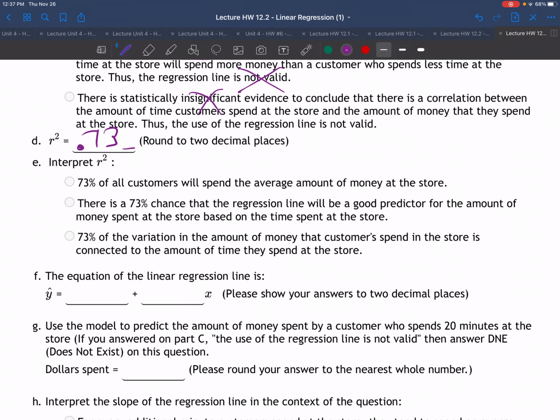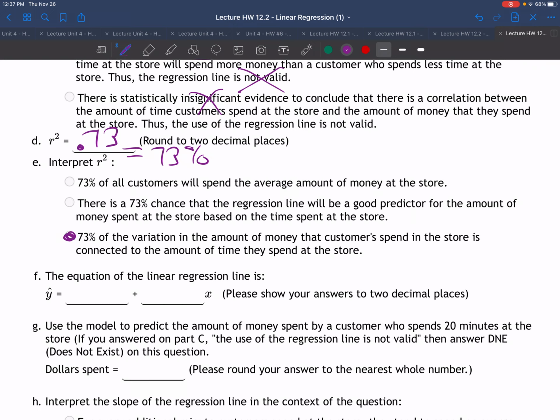Now this means, if you change it to percentage, 73% of something, of what? 73% of all customers will spend an average amount? No. There's a 73% chance that the regression line will be a good predictor of the amount of money spent at the store based on the time spent, or 73% of the variation in the amount of money that customers spend in the store is connected to the amount of time they spend in the store.